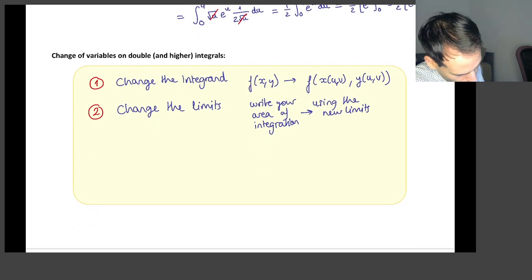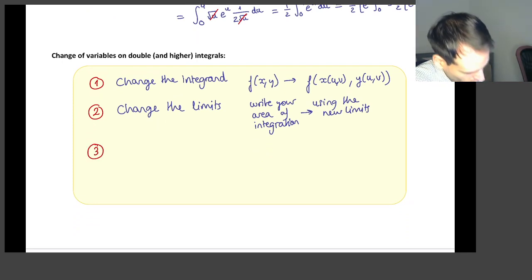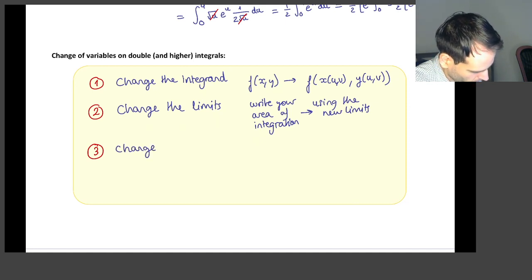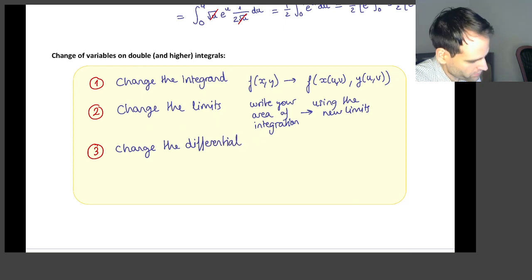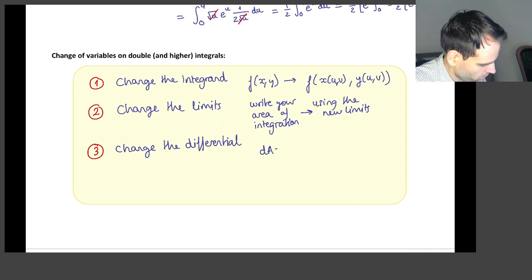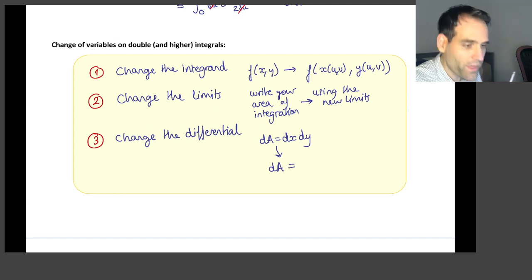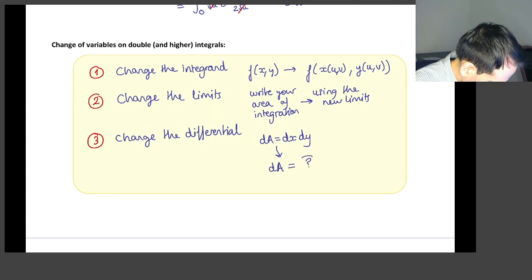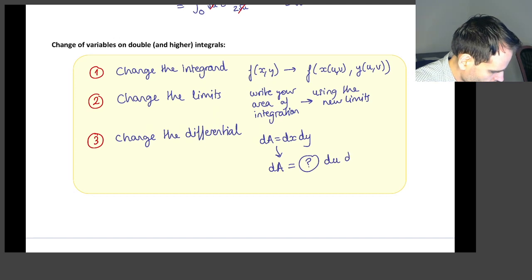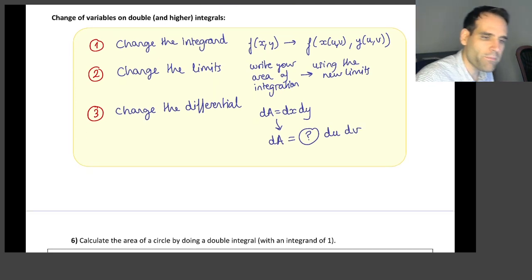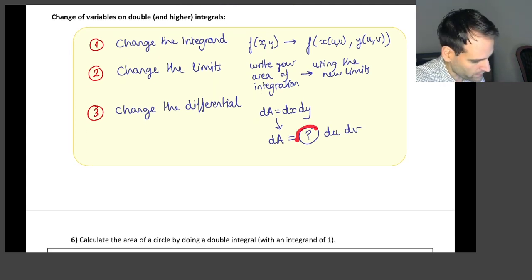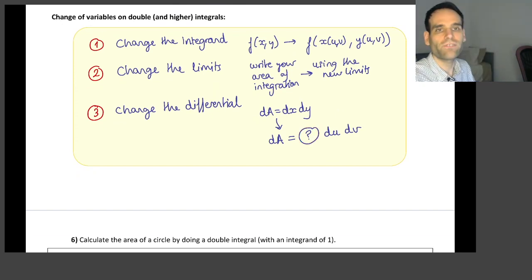And finally, you have to change the differential. So initially you had dA, which is equal to dx dy, and now you need to change that into dA, which is something times du dv. And this something is really important, okay? And it's very easy to forget it.